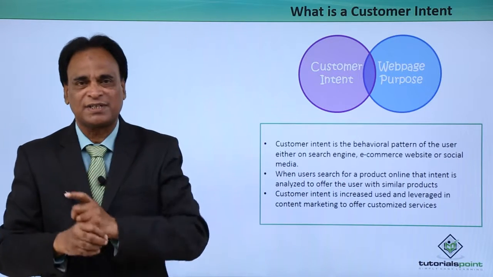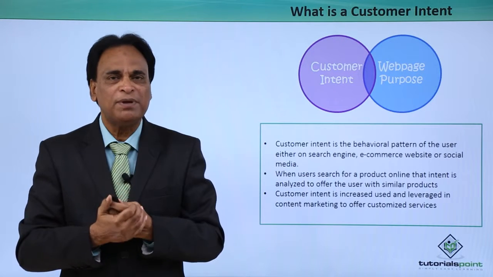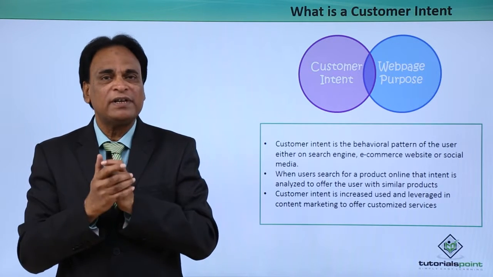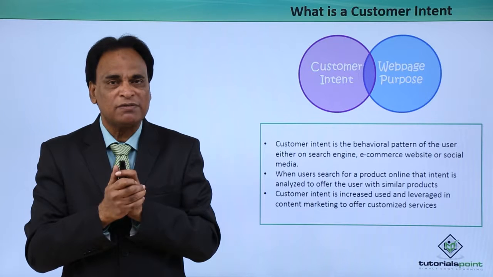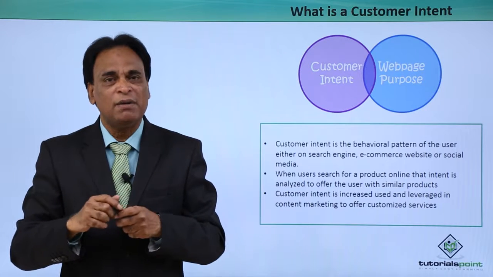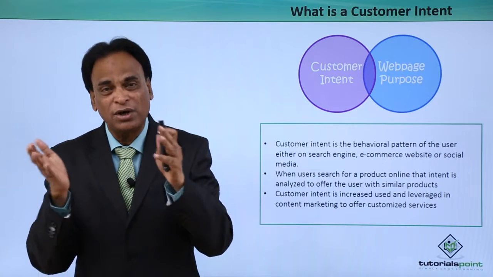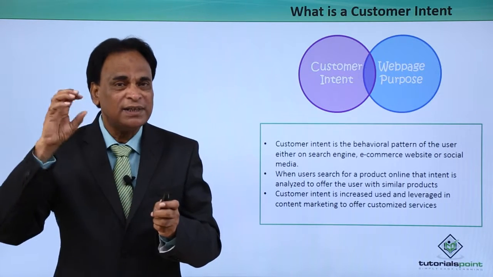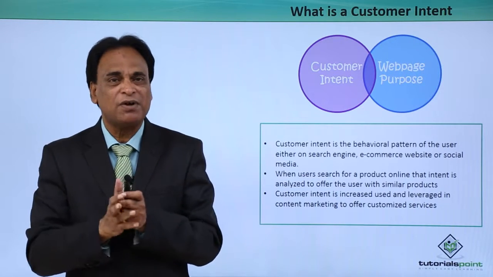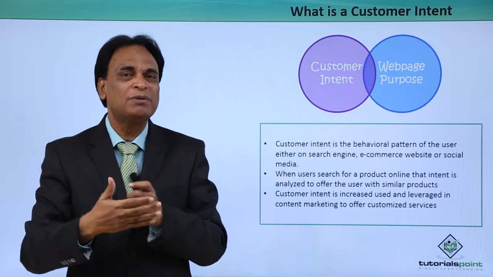When users search for a particular product online, that intent is analyzed to offer the user similar products. When I go to a particular e-commerce website and I am looking, for example, for a smartphone, I browse through the various smartphones, but I may not buy that particular product on that website. But when I close the website and browse through various other websites, non-e-commerce websites also, there are certain ads displayed across multiple websites. It could be in banner or text format, and those ads are precisely targeted at smartphones, showing me the smartphones.